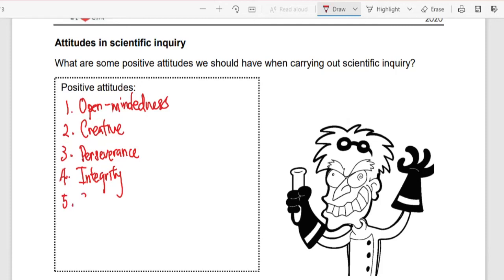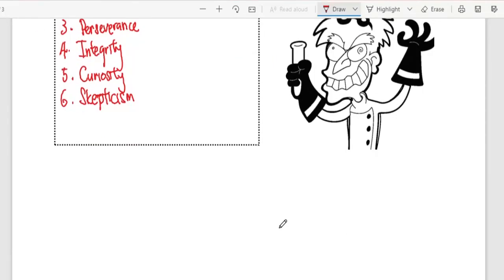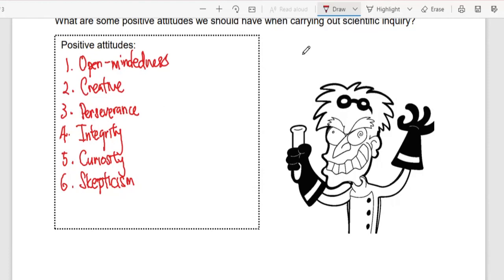Next one, curiosity. Curiosity is important as it keeps you open to asking questions. And last one is skepticism. It's always important to question the things around you. Quite linked to curiosity, but it's also about having critical thinking towards it. So these are some of the positive attitudes that we hope you will have as you learn science.